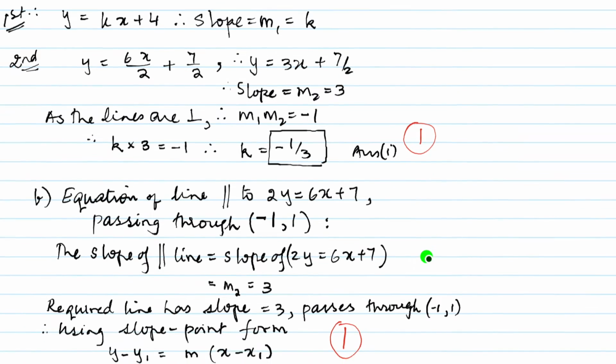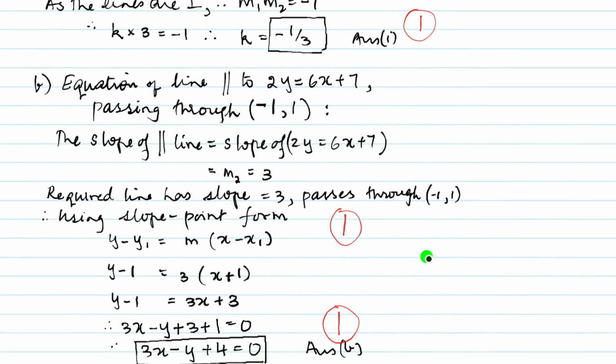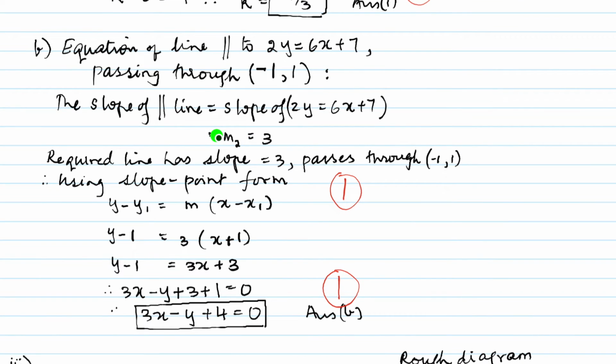We come to the equation of a line parallel to 2y equal to 6x plus 7 and passing through minus 1 comma 1. Now the slope of the parallel line will be equal to the slope of this.